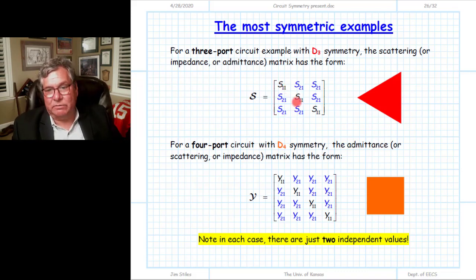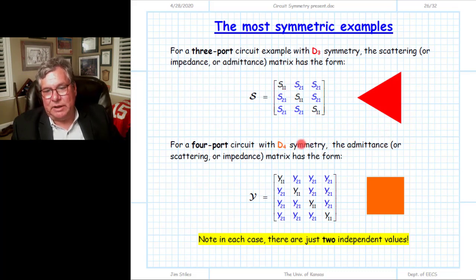Or like I said, we could go through and do the evaluation and try to find all the scattering parameters in the scattering matrix and then check to make sure that they have a structure that is reflected by this structure. Again, the diagonal elements are the same and all the off-diagonal elements are likewise equal to each other.